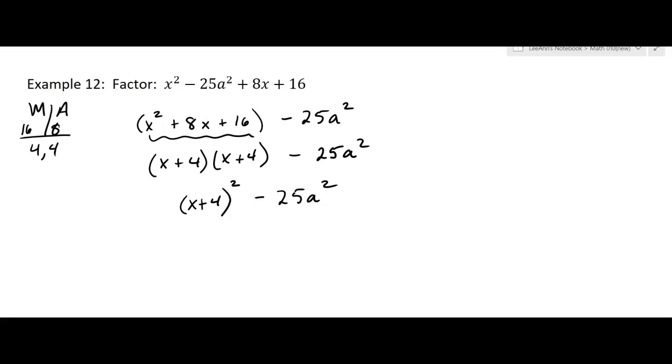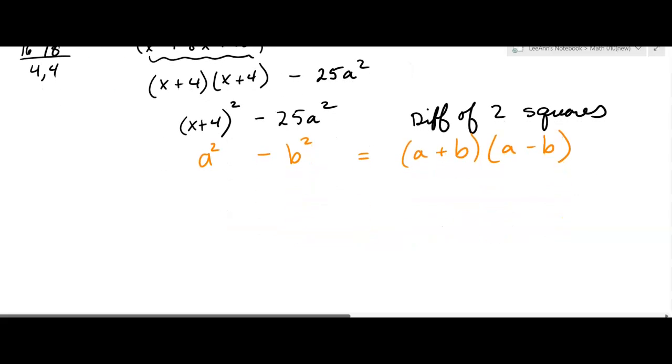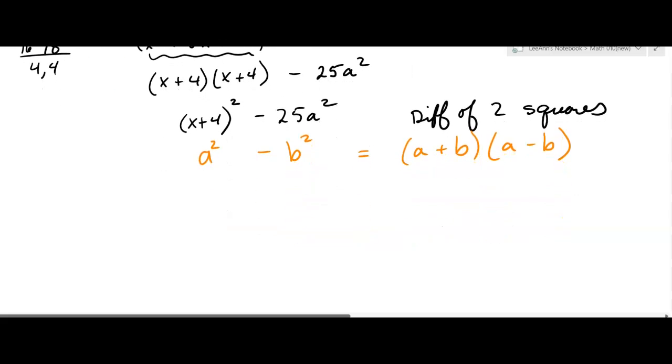Well, that's the difference of squares. Difference of 2 squares. So for the difference of 2 squares, we're looking for something squared minus something squared. And then that's going to factor into a plus b times a minus b. That's the formula for the difference of squares. Okay, so what's the a? The a is the x plus 4. What's the b?